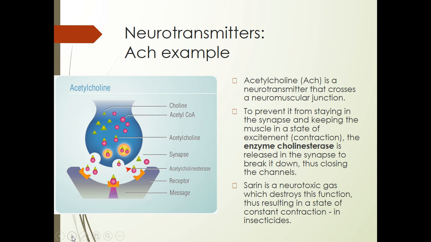Now, does anyone want to ask anything, especially about the way a synapse looks and what the parts are? Because that's what you're going to have to put on your assignment.